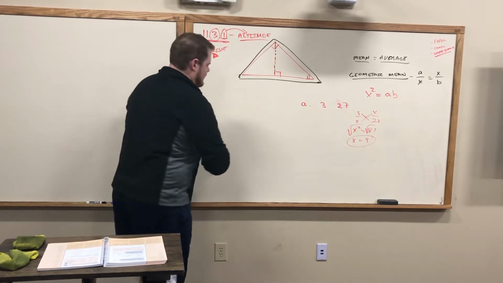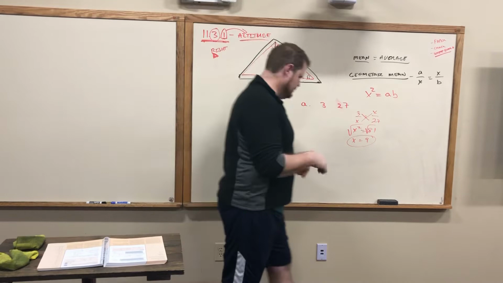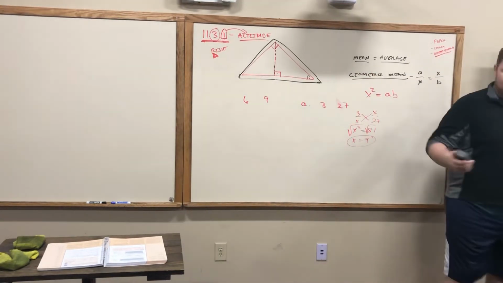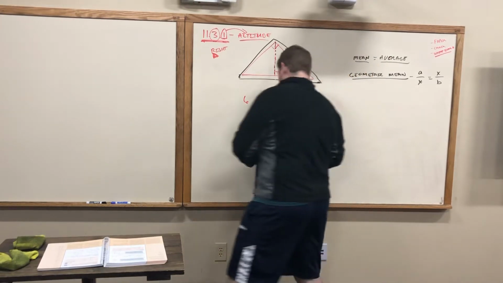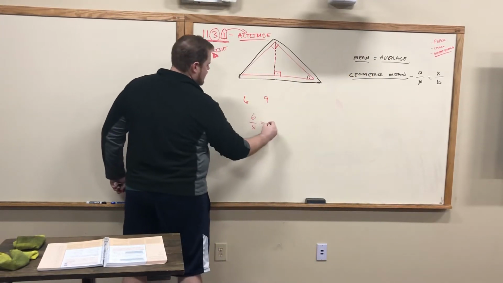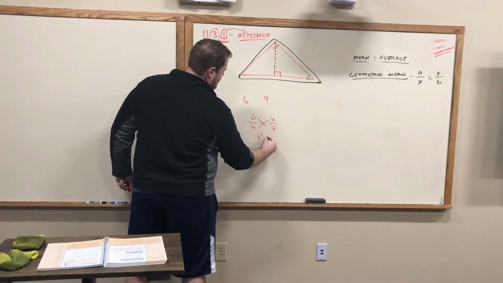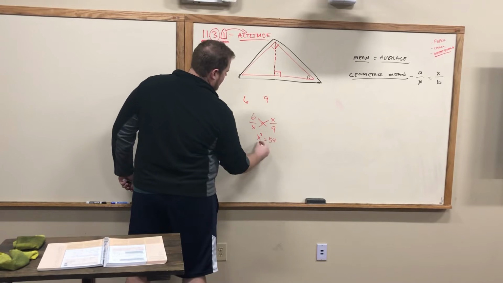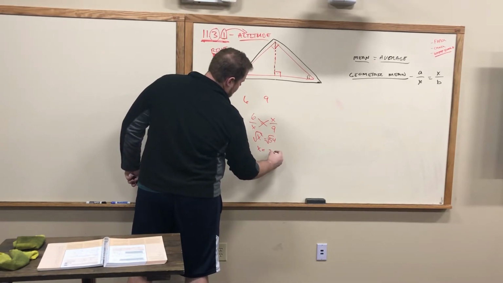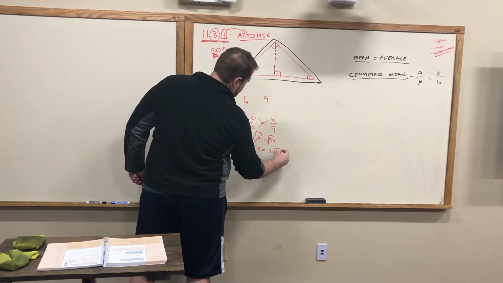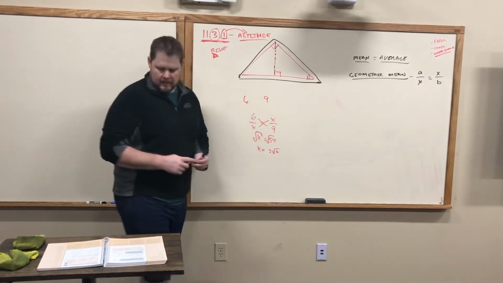So let's try it again. Let's do 6 and 9. Let's find the geometric mean of 6 and 9. So what are our two fractions? 6 over x, x over 9. Cross multiply, we're left with x squared equals 54. Square root, x equals 3 times the square root of 6. Right? And that's your final answer.